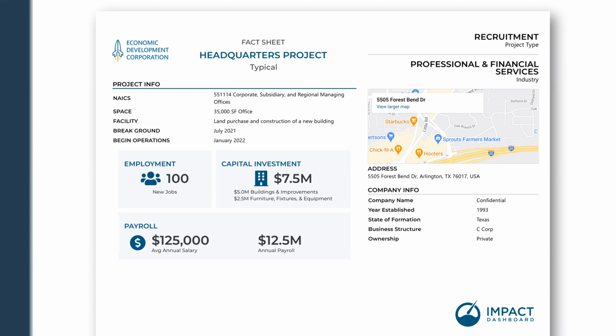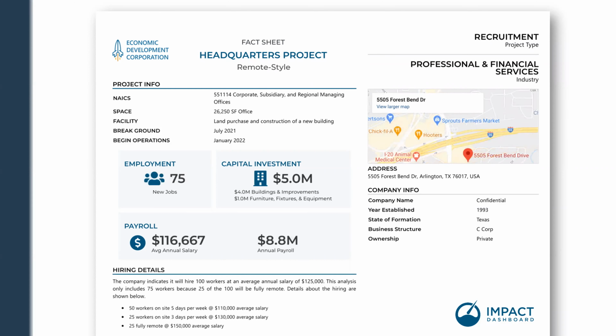If we want to see, again, for my made-up remote style project, we're going to do it a little differently. We're going to have a little bit smaller office footprint. So instead of 35,000, it's maybe only 26,000 square feet. So the capital investment is going to be a little bit smaller because they are investing in a smaller facility. We're identifying 75 new jobs as opposed to 100 in the other one. If we look at the hiring details down below, in this case, we've got the company telling us maybe that 50 of the workers will work on site 5 days a week, 25 workers will work 3 times a week, and then 25 will be fully remote, right?